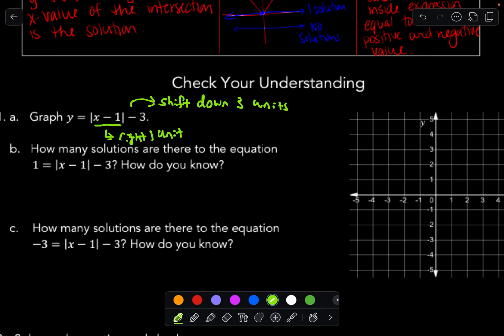Remember, your x's are liars. So shift right 1 unit and down 1, 2, 3. So this is our vertex. Remember, that's the key thing to find. Now the slope in front, the number in front of this absolute value is 1. So that means we go up 1 to the right 1.